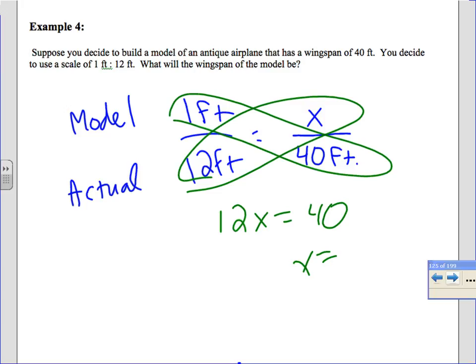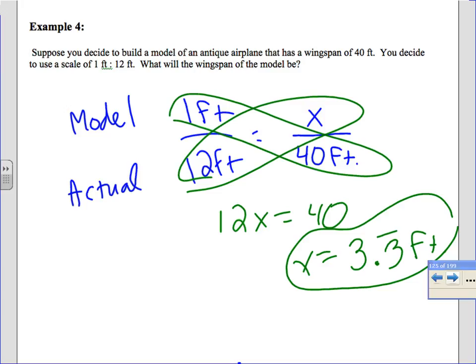Annalise? Yeah, no, it's the actual, because you're going to build a model of that antique airplane. That's what they're saying. Okay, I want you guys to try the closing, and then we'll talk about it. So go ahead and try the closing if you haven't already. Read it and then set up what you need to.